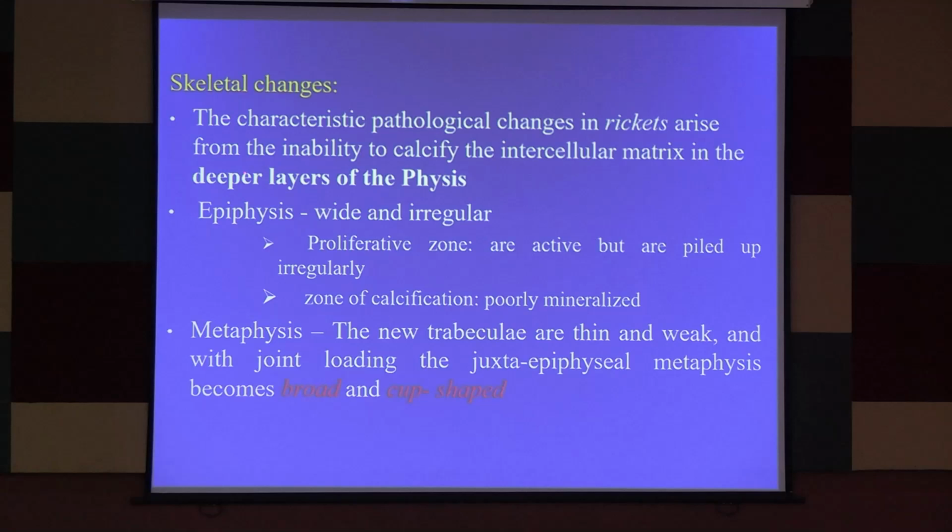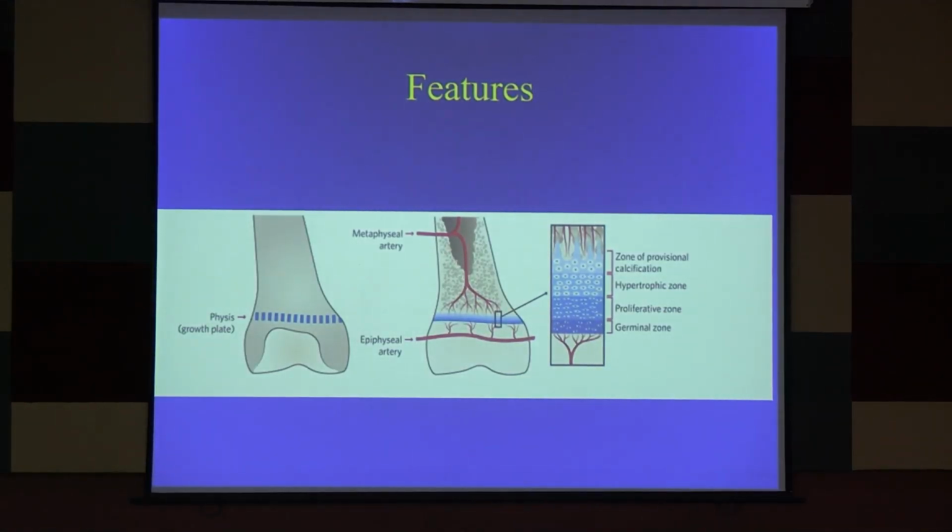As I told, it affects the deeper layer of the physis where there is the zone of calcification. Okay. So what happens in the proliferative zone? There are active cells. The cells are irregular, disorganized, they are piled up, and the zone of calcification is poorly mineralized because of inadequate vitamin D. It could be vitamin D loss or vitamin D deficiency, or vitamin D cannot act because of resistance. So they produce bone that is soft, that is not strong enough.